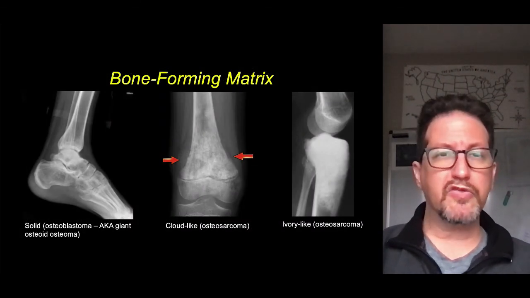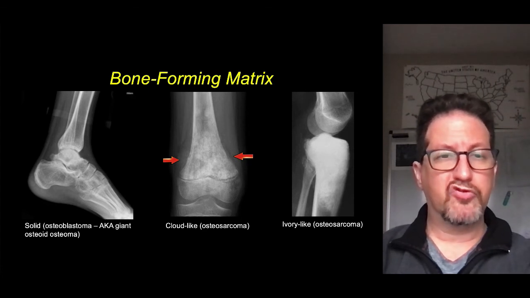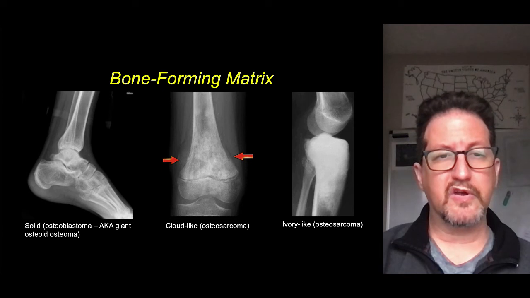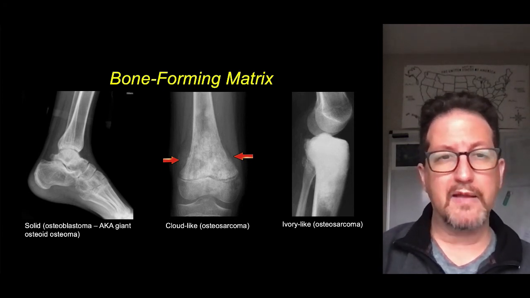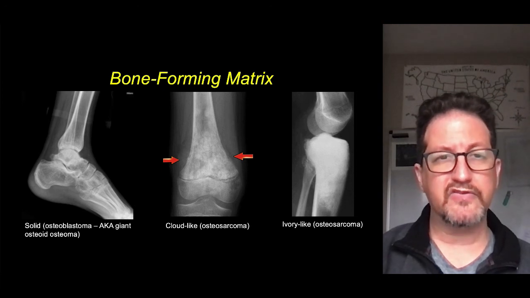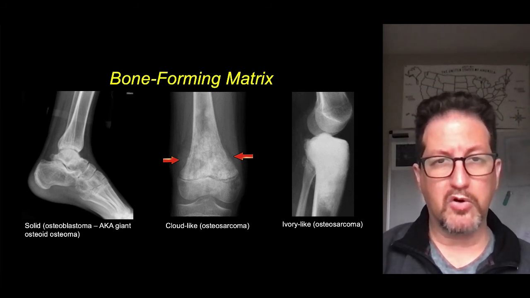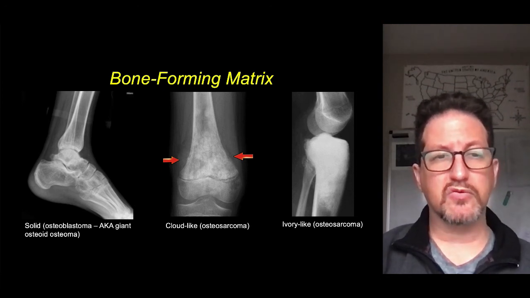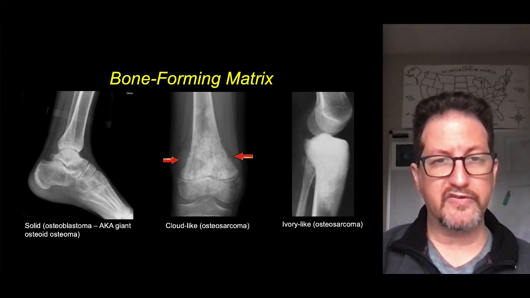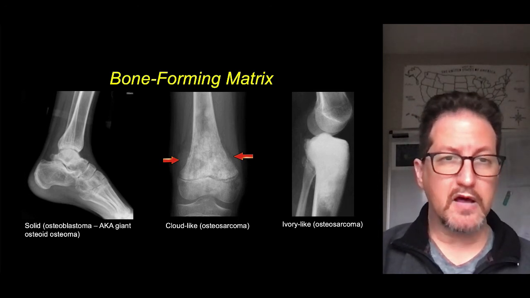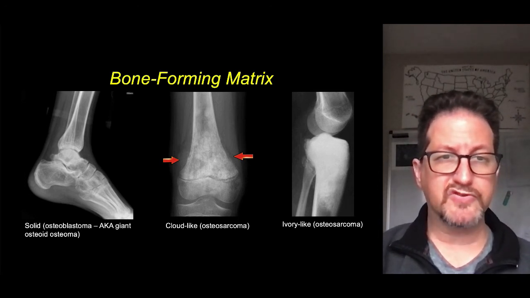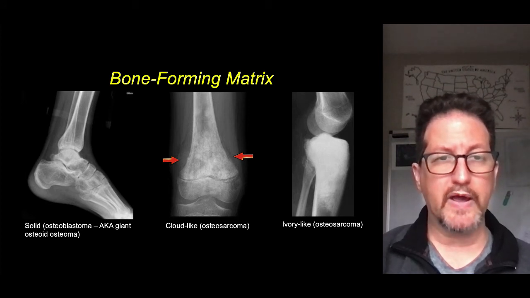So here are three different bone-forming tumors. The first one on your far left is an osteoblastoma of the talar dome and portion of the neck. The talar head is normal. So this is a sclerotic bone-forming tumor of the talus, and you can see that it's solid. There's not a bunch of stuff there. It's just solid, kind of white.